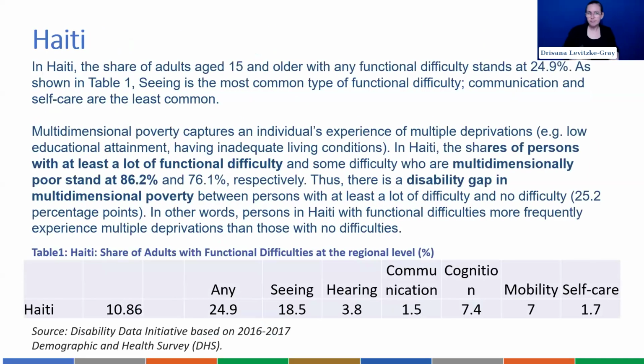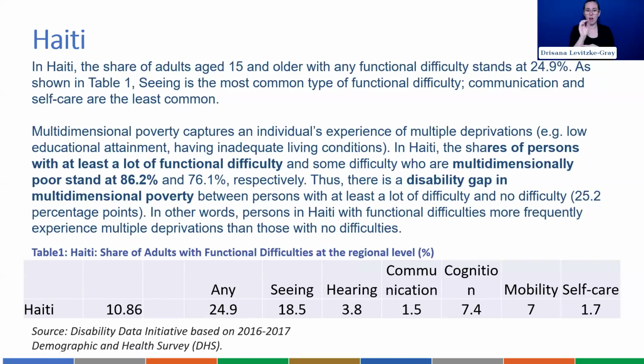So now I'm starting with three examples, of three countries where we were working and how we used different tools in order to render our social registry more disability inclusive. I'm starting with Haiti, because it's a very interesting experience. Haiti conducted the demographic and health survey using the Washington Group set of questions, and they identified around 25% of the population having some different form of disability.